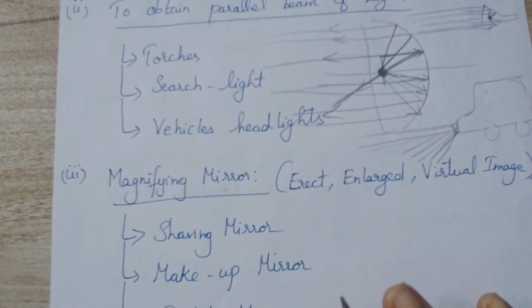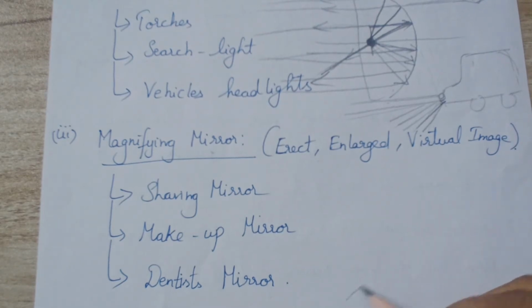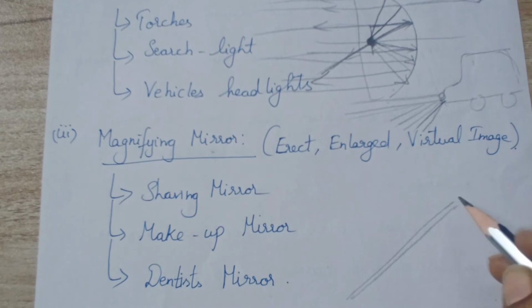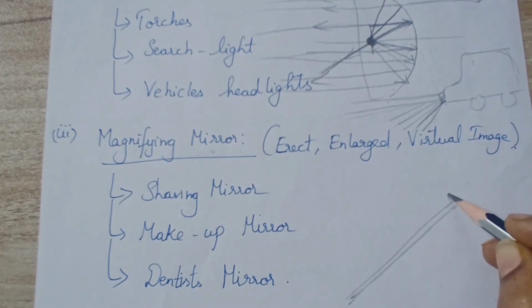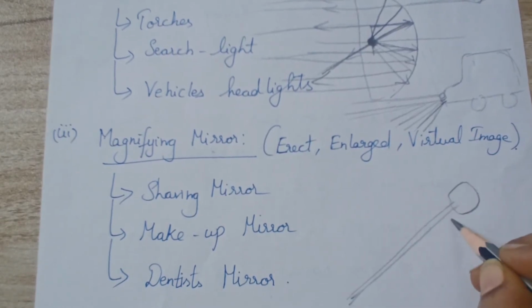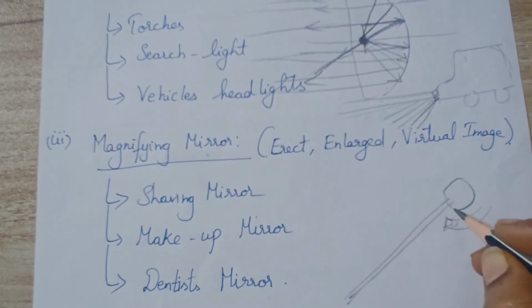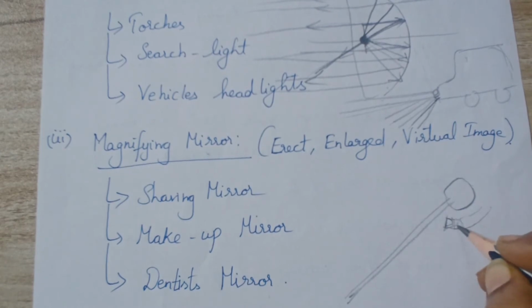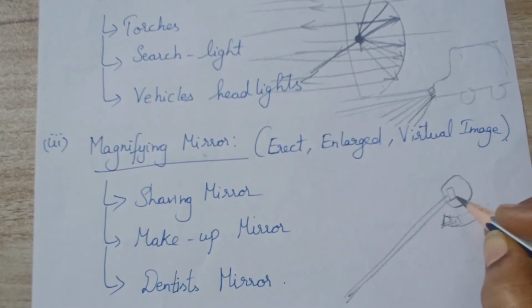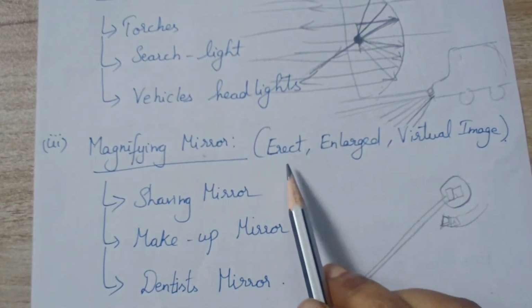Okay, next, for magnifying purpose, for doing makeup work, or if you went to the dentist, you can see that you'll have a long steel-like structure fitted with a small mirror. Your teeth will be like this arrangement. He will keep the mirror over here, and he'll see the enlarged size of the teeth in the mirror, right? When will you get this enlarged erect virtual image?